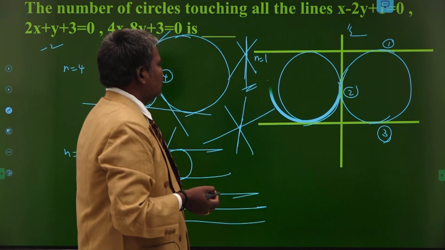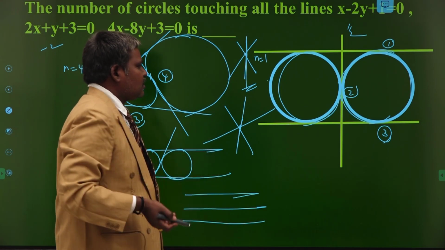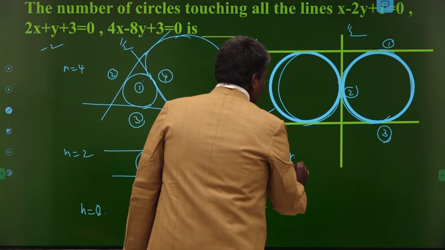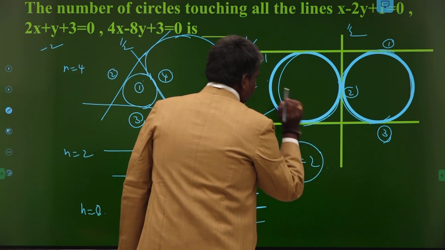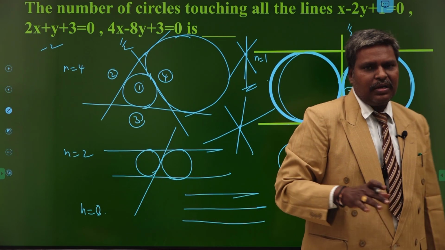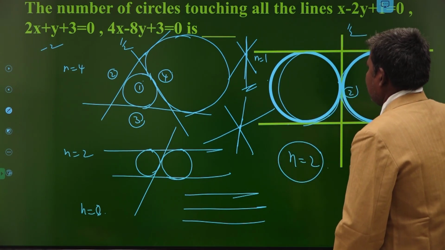There exist 2 circles as shown in this figure. These are the 2 circles touching the 3 given lines. The number of circles is only 2. So, just plot the lines on your paper and check how many circles you can draw. This is the simplest model.